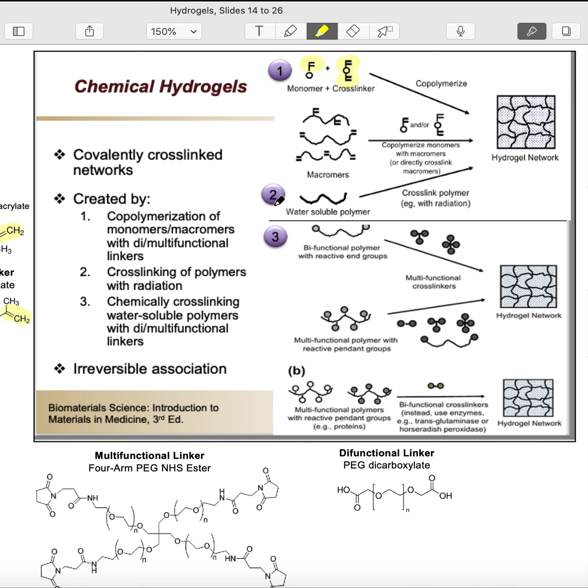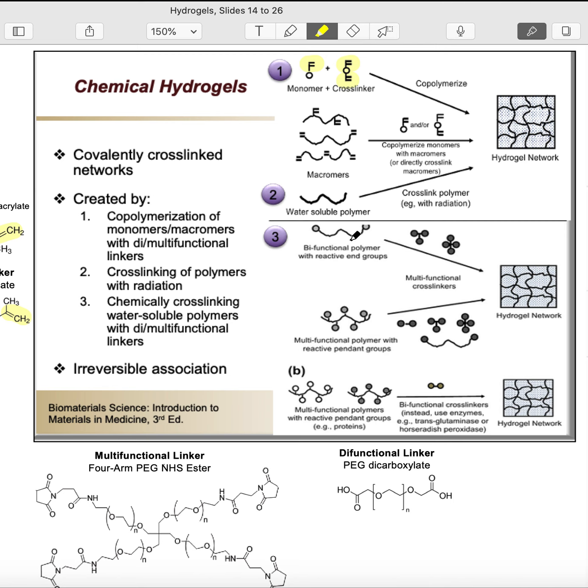Number two would be to cross-link polymers by utilizing radiation. That radiation could be ionizing radiation such as electron beam, gamma rays, or X-rays, which would excite the polymer and produce a cross-linked polymer network through a radical reaction. With all of these methods, you would end up with a cross-linked polymer system. Number three would be to chemically cross-link water-soluble polymers with a difunctional linker, as is shown here, number three.